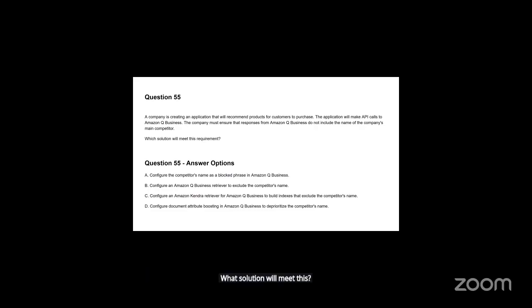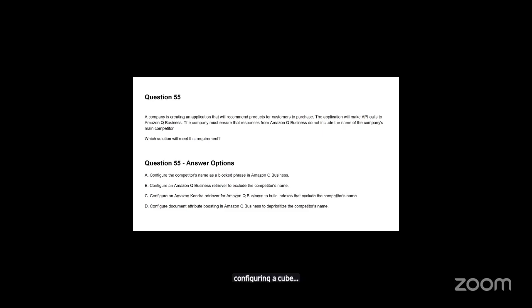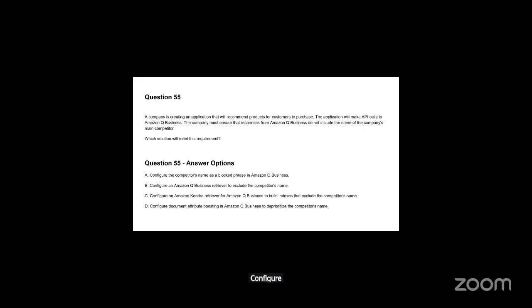Configure the competitor's name as a blocked phrase in Q Business. Configure Q Business Retriever to exclude the competitor's name. Configure Kendra Retriever for Q Business to build indices that exclude the competitor's name. Configure document attribute boosting in Q Business to deprioritize the competitor's name.